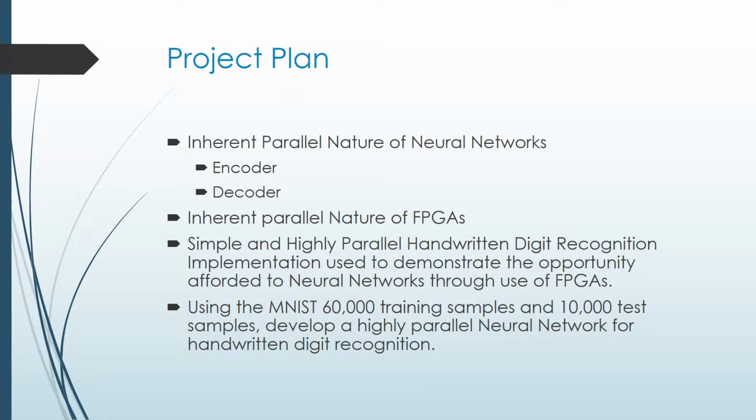The project plan was to develop a simple, highly parallel neural network scheme to demonstrate how an FPGA could be beneficial to the implementation of neural networks. So I chose handwritten digit recognition as the classification object of my neural network. I will be using the MNIST 60,000 training samples and 10,000 test samples for my neural network.